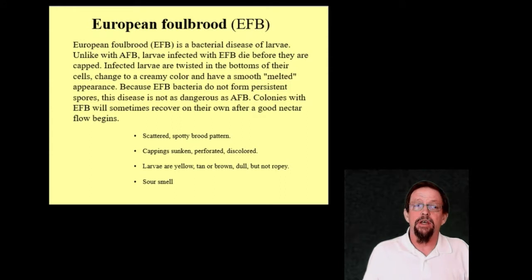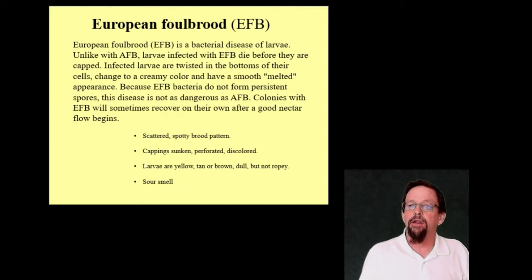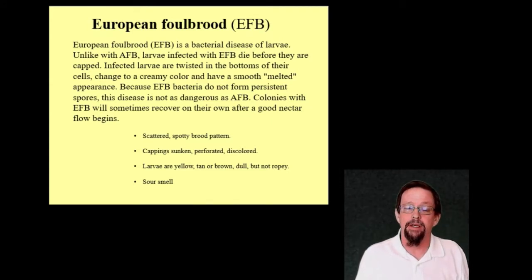Next on the list is European foul brood. European foul brood is a bacterial disease of the larva, and unlike American foul brood, the larvae affected with European foul brood die before they are capped. Infected larvae are twisted in the bottom of the cells, change from a creamy color, and have a smooth melted appearance. Because European foul brood does not form persistent spores, this disease is not as dangerous as American foul brood. Colonies with European foul brood will sometimes recover on their own after a good nectar flow begins.